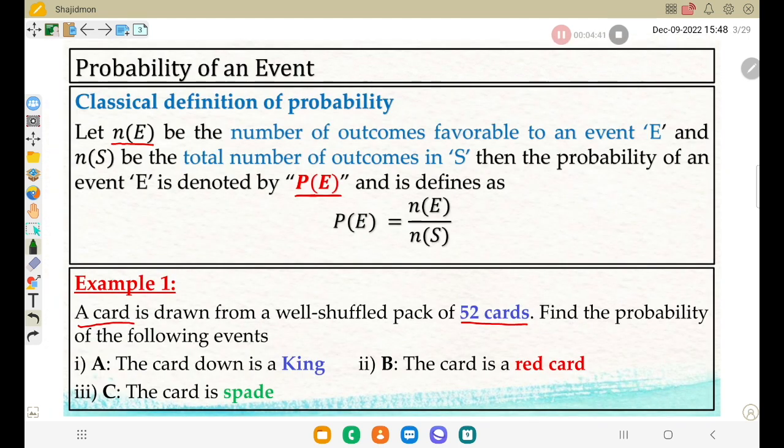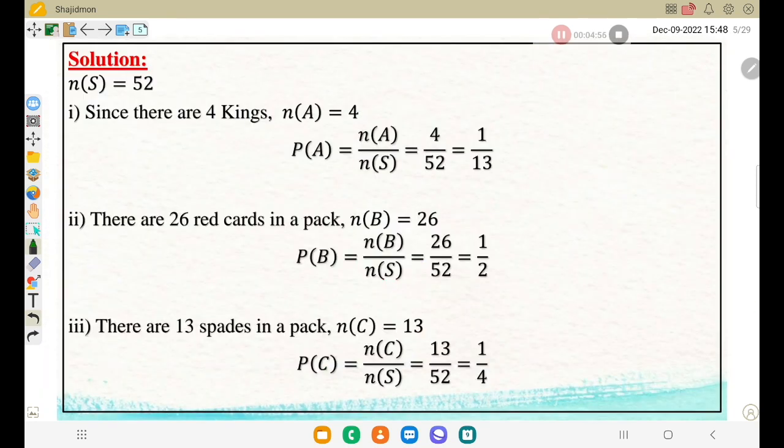See, some example we can see, we can discuss about the probability. Probability of an event A first. A means the card drawn is a king card. Okay, A means the card drawn is a king card. So what is the probability?